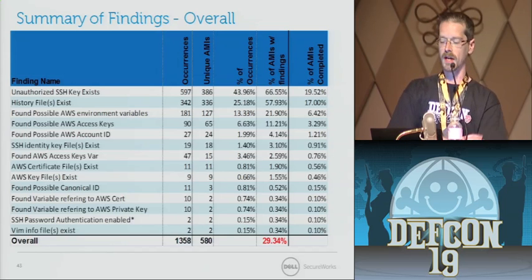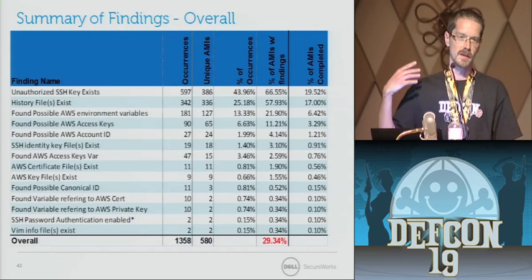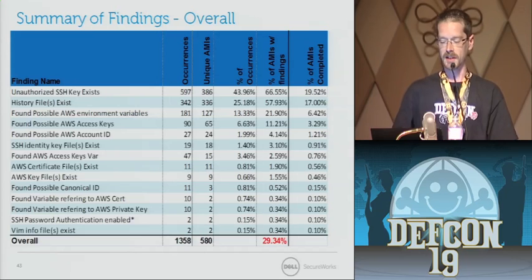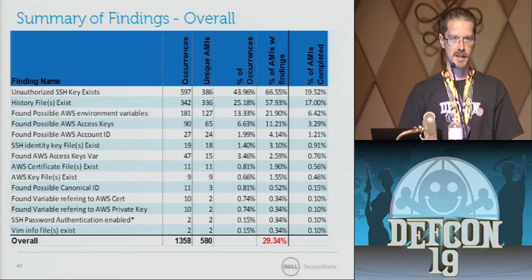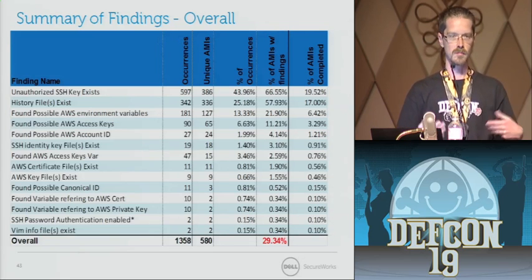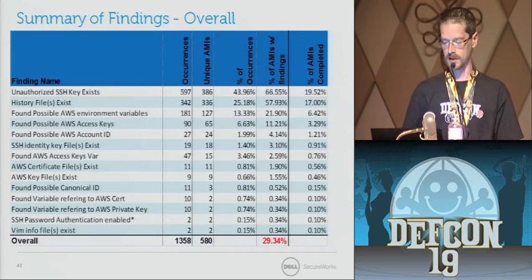So that's the percentage of all AMIs with findings. If we take the number of images that had unauthorized SSH keys as the numerator, and the number of images that had some problem that we discovered as the denominator, that's what that percentage represents.